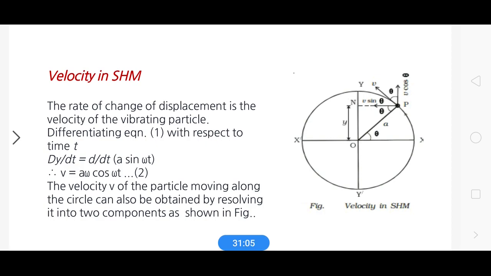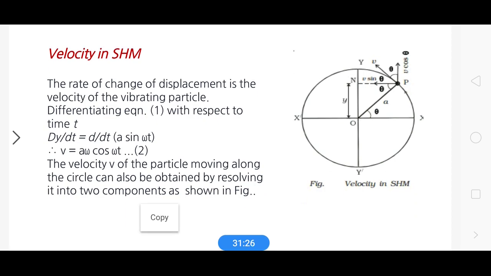I am resolving this velocity vector into two components, such that we get V cos theta along the y direction and V sin theta along the x direction. So we have three velocities now: V, V cos theta and V sin theta.